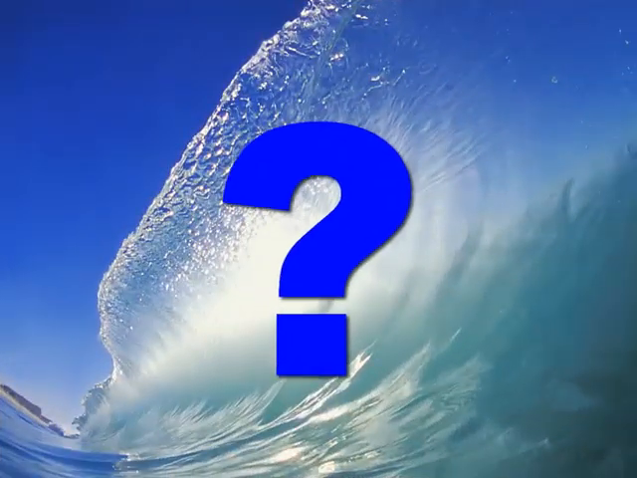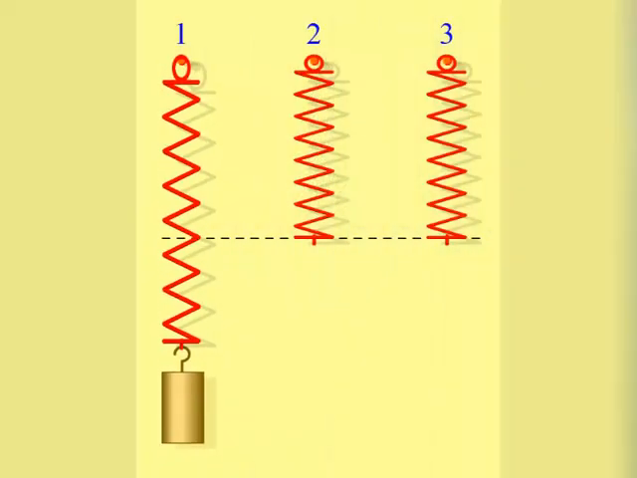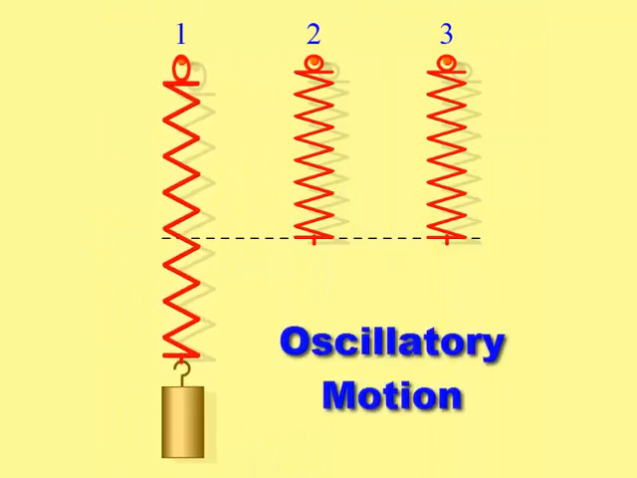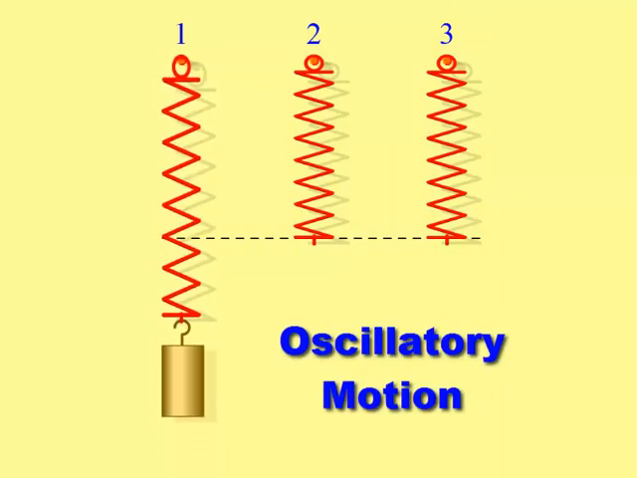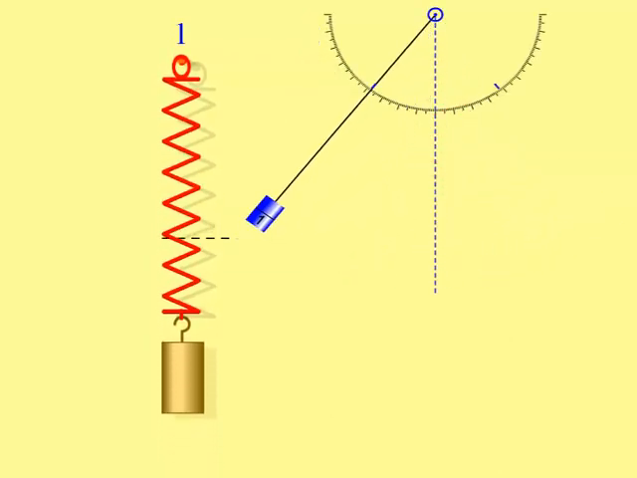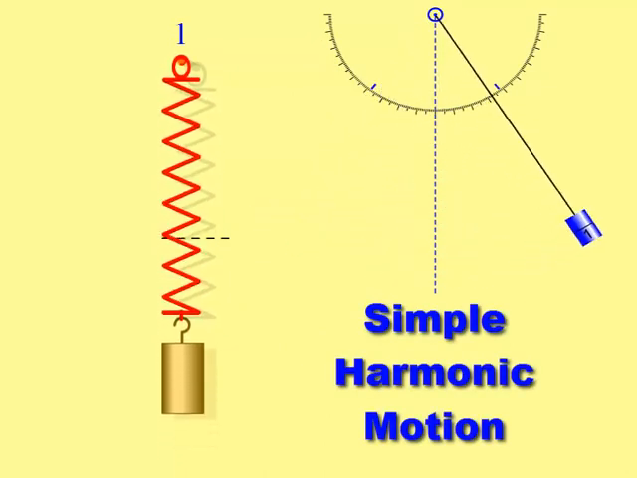So what causes waves? Waves are caused by vibration. When something moves back and forth, the motion is called vibration or oscillatory motion. The motion of a mass bouncing up and down on a spring is a form of oscillatory motion. The mass and spring system and a pendulum are both examples of what's known as simple harmonic motion.